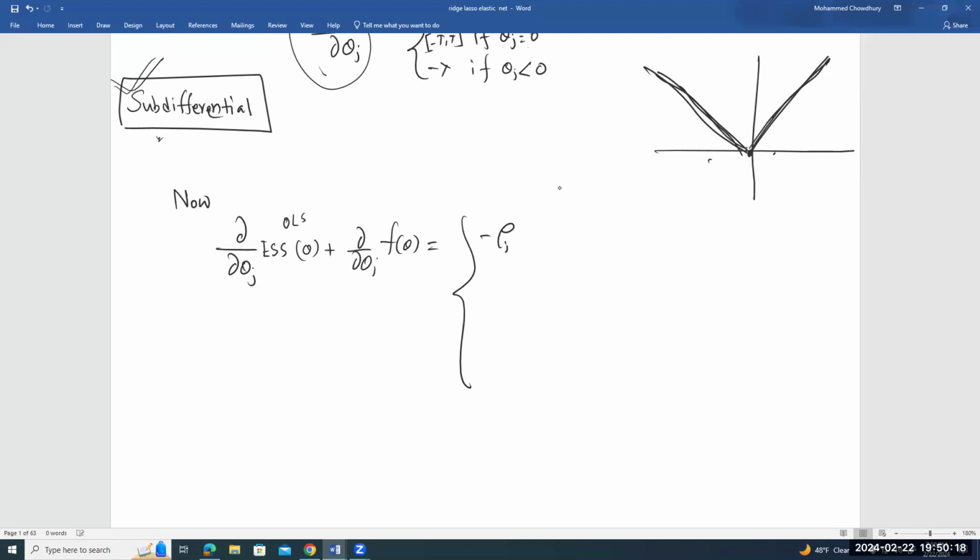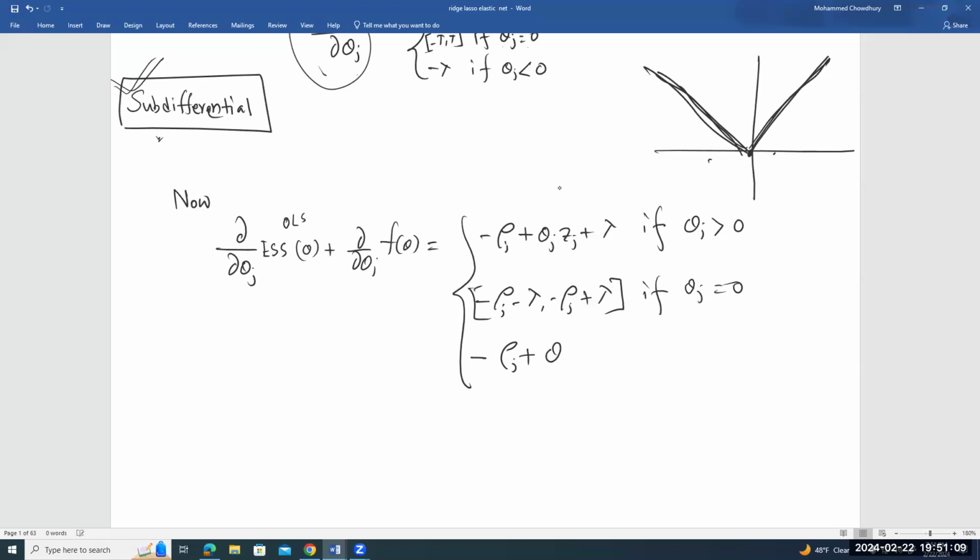Minus rho j plus theta j g j plus lambda if theta j is greater than zero. We got here minus rho j plus theta j g j minus lambda to rho j plus theta j g j plus lambda. That will be the closed interval if theta j equal to zero. That is rho j plus theta j g j minus lambda if theta j is less than zero. You will have only problem to understand this part, okay?